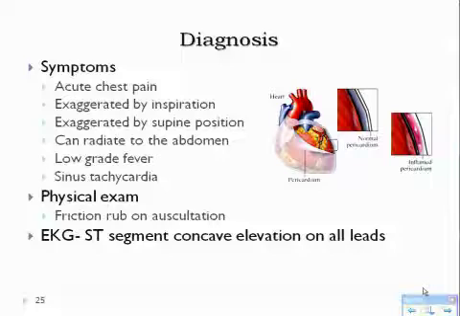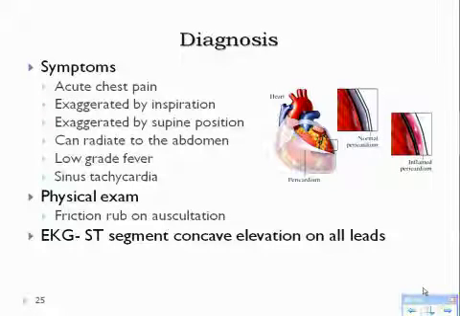Diagnosis is usually the person is having severe chest pain. It's exaggerated when the person takes in a breath, and also by putting the person in supine position, it hurts worse. It can radiate to the abdomen, and they usually get low-grade fevers and tachycardia. What they usually will get is a friction rub. You actually hear it on your stethoscope. You actually hear the actual rubbing of the pericardial sac.